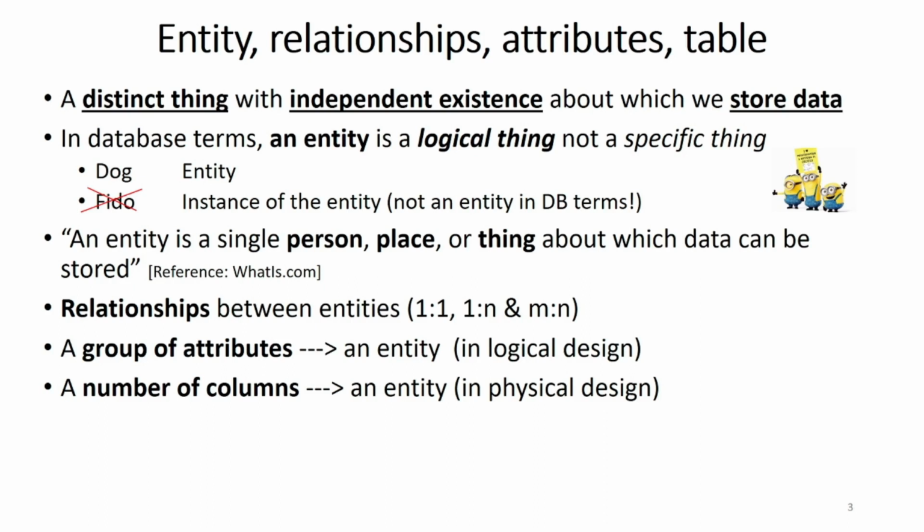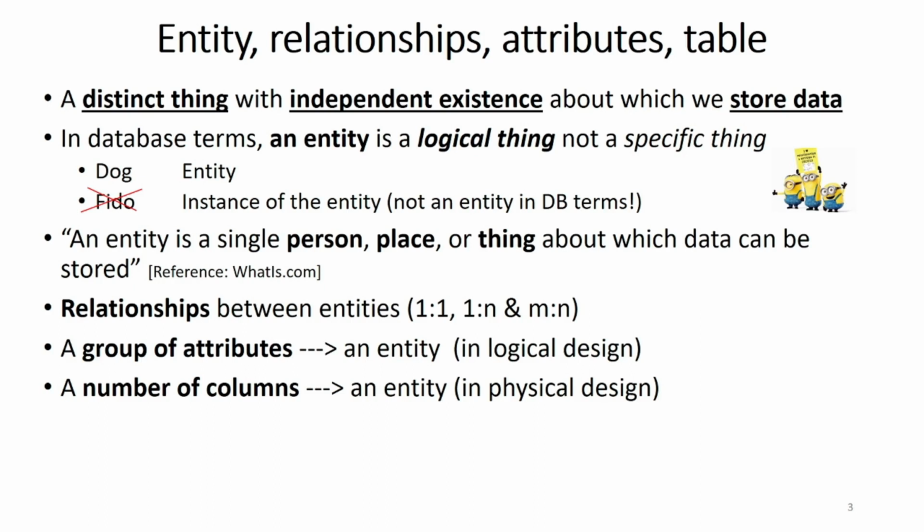We define entity as a distinct thing with independent existence about which we store data. We define entity as a logical thing and not a specific thing. It can be a person, a place, a thing about which data can be stored. We also talk about relationships between entities. It can be one-to-one, one-to-n, or many-to-many. We can show that by m colon n as well.